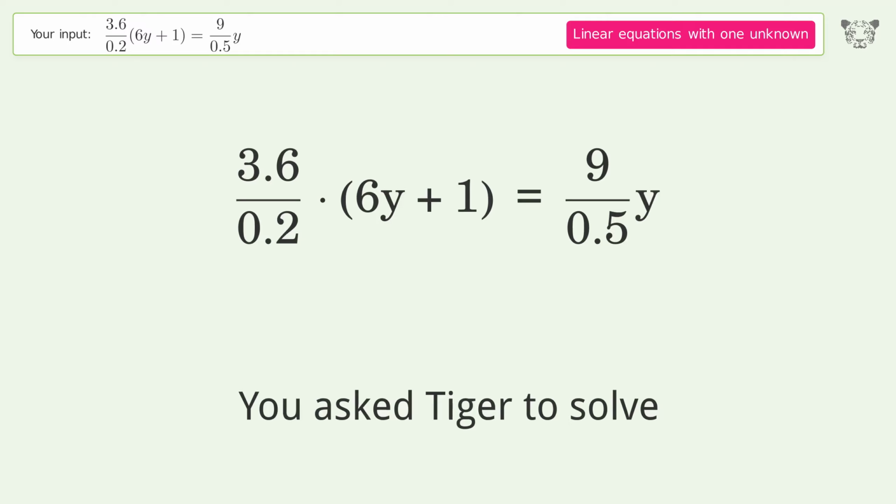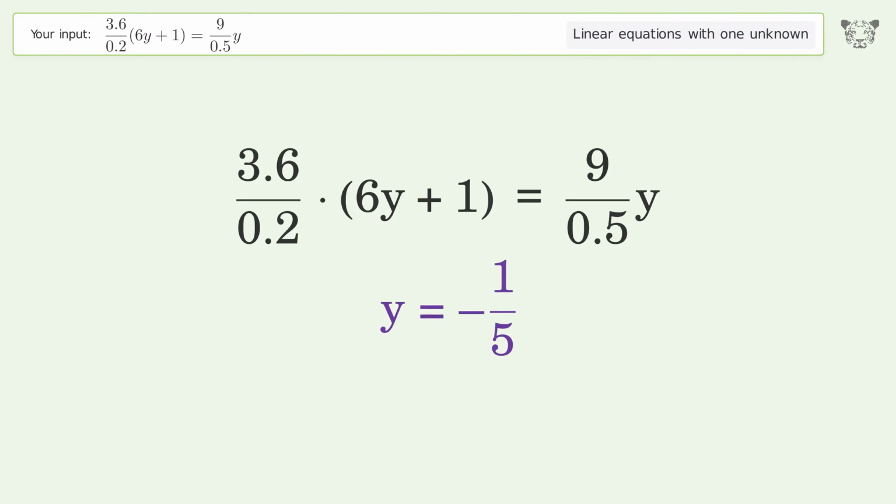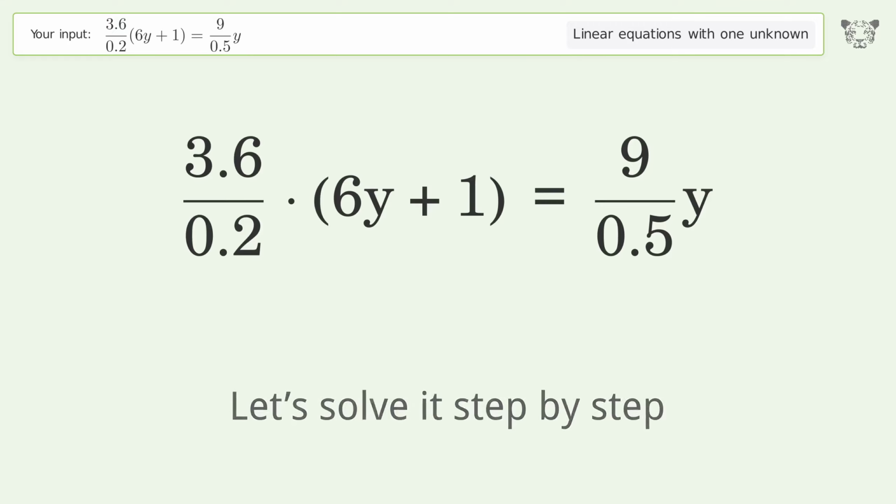You ask Tiger to solve. This deals with linear equations with one unknown. The final result is y equals -1/5. Let's solve it step by step.